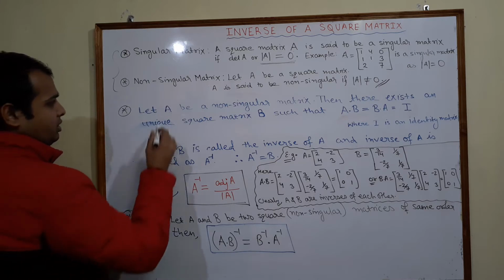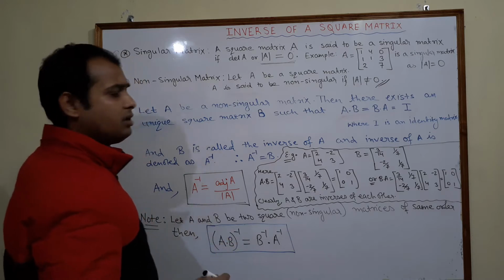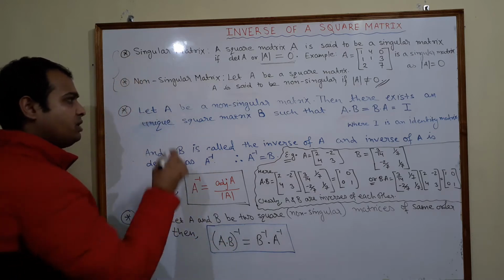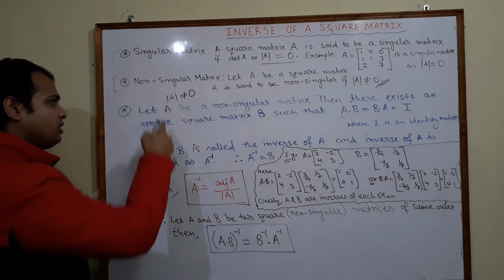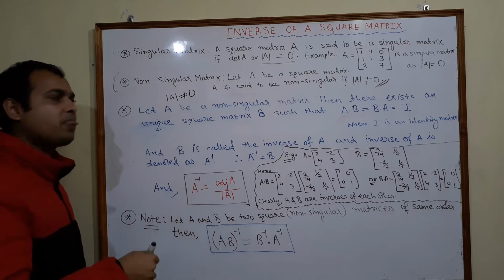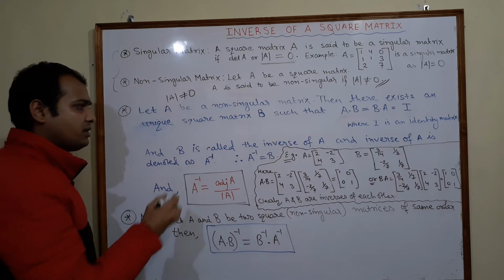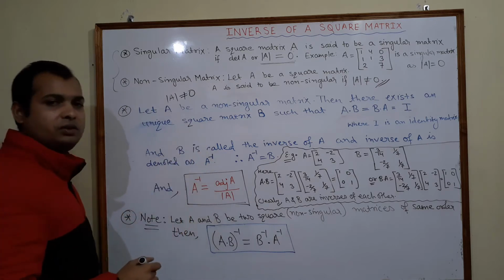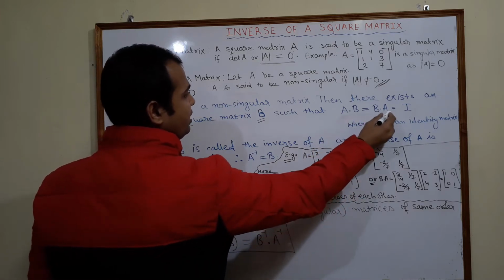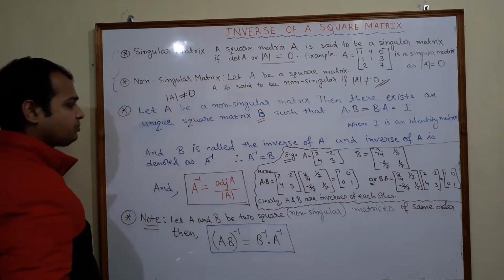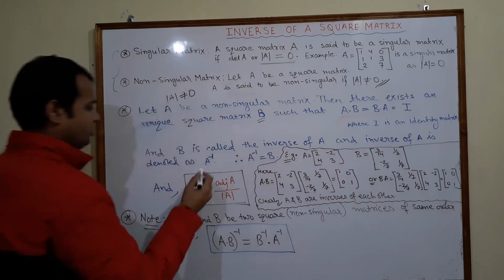Let A be a non-singular matrix. So, let us consider a square matrix which is non-singular, meaning its determinant is not equal to 0. Then, there exists a unique square matrix B such that A dot B is equal to B dot A is equal to I. B is called the inverse of A, and the inverse of A is denoted by this.